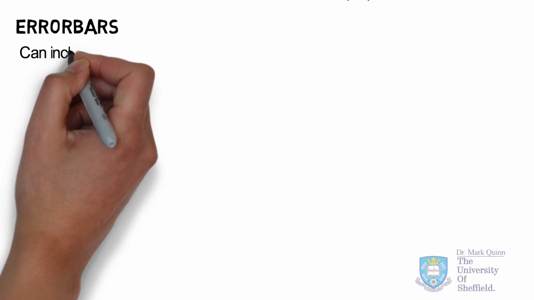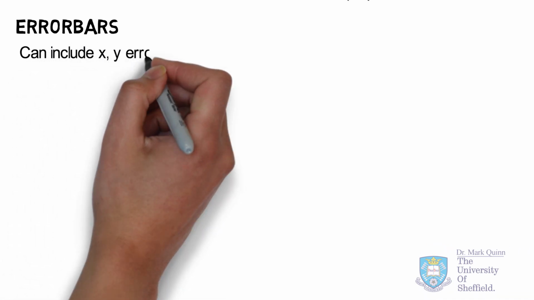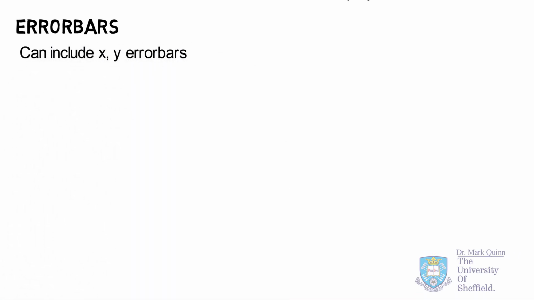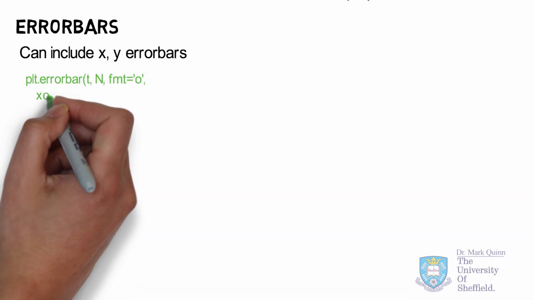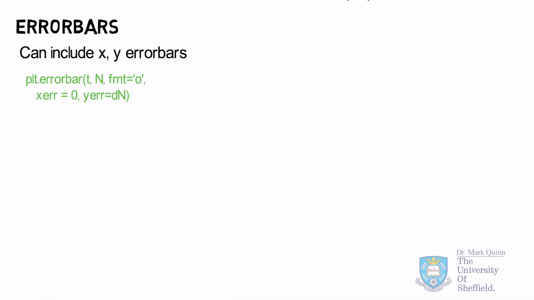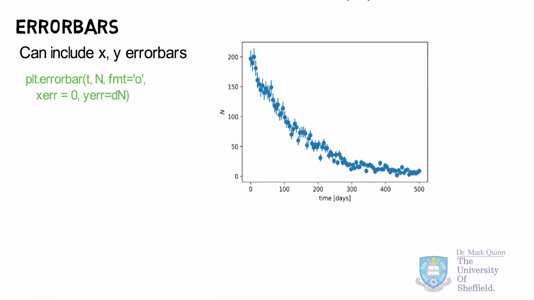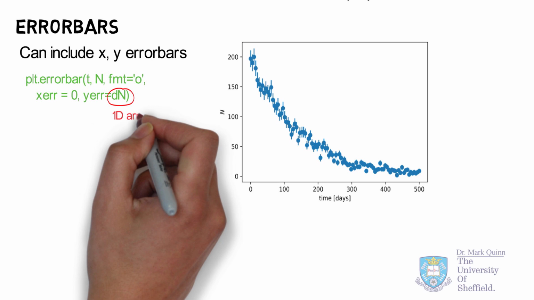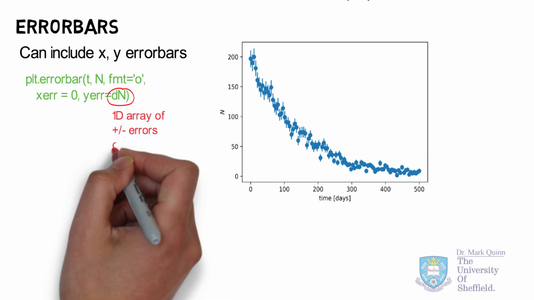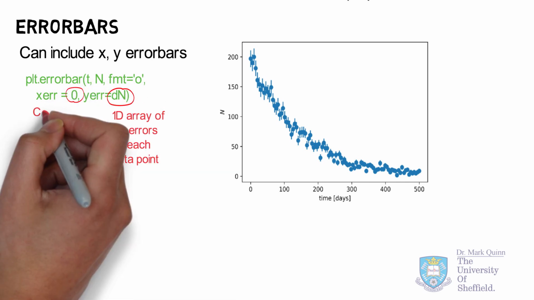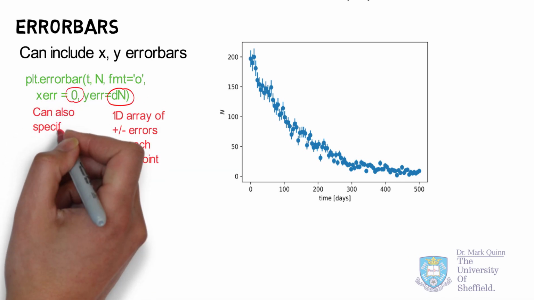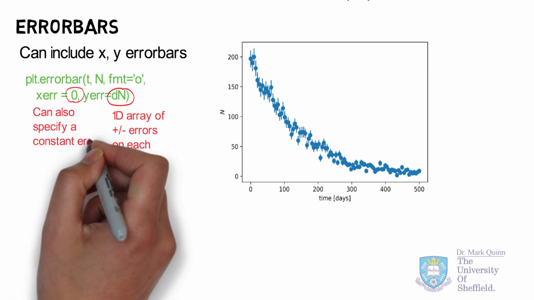An important feature of any scientific data visualization is the inclusion of error bars. With matplotlib, we can visualize error bars with our data using the function errorbar. The errorbar plotting function takes, of course, the XY data. Format of the symbols we've set to be a circle, and we define the Y error bars and the X error bars accordingly. We can provide an array of error bars or error values for each data point, or we can define our error bar using some numerical value.